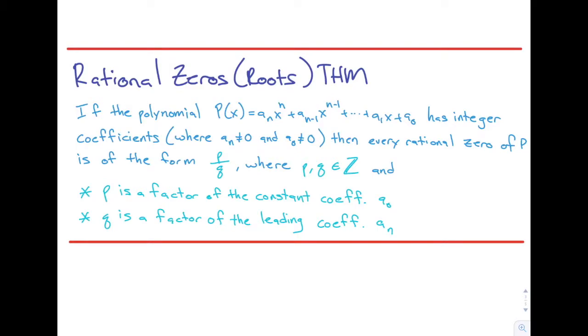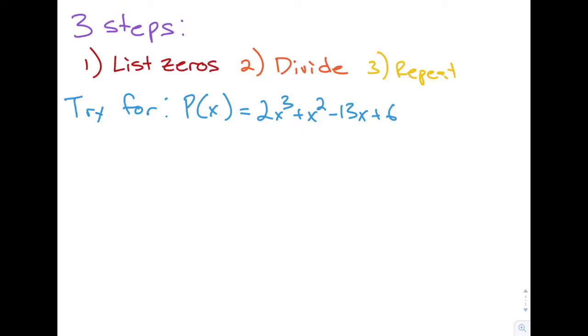So this just says if we do an analysis of both the first coefficient in front of the x with the largest power and factor the last term, the constant term, and put those in ratio with one another, we can find pretty quickly the zeros of a polynomial. So I'll give you a nice process by which to find the zeros of a polynomial. There are 3 steps. First, list the possible zeros, then start dividing into whatever polynomial we have, and then just repeat from there.